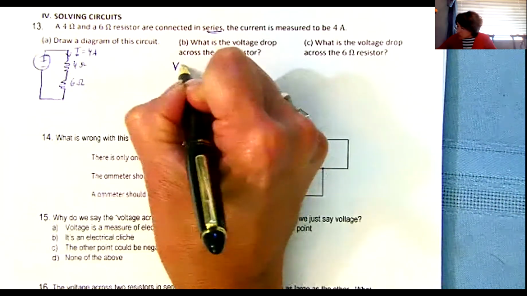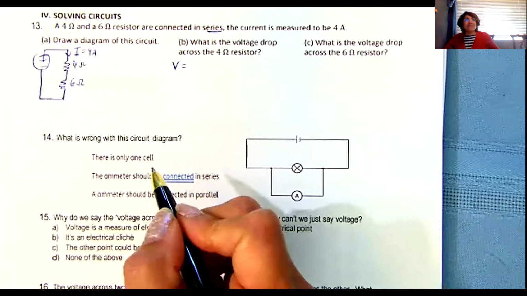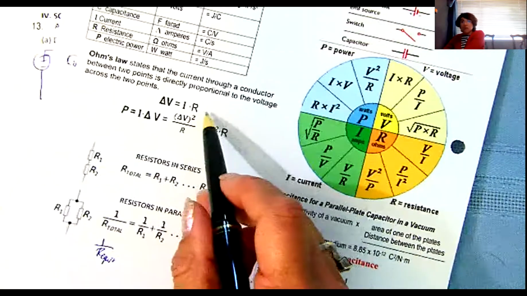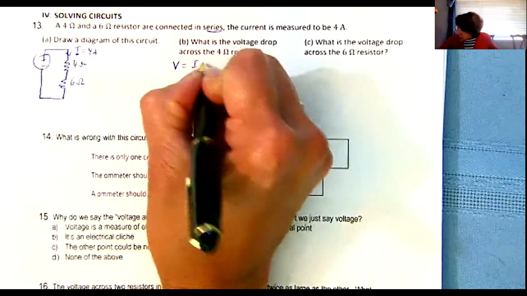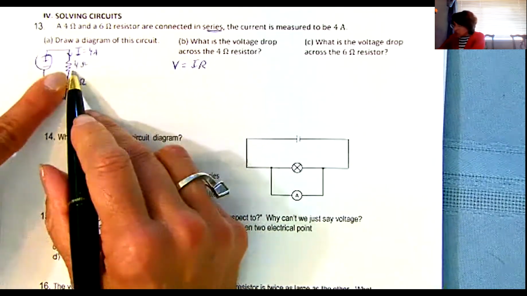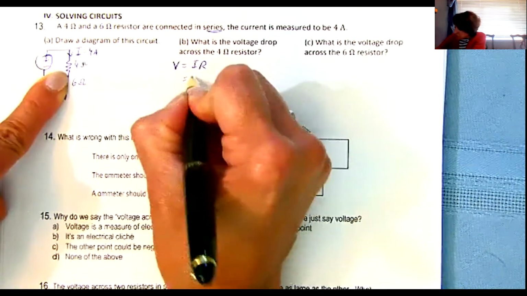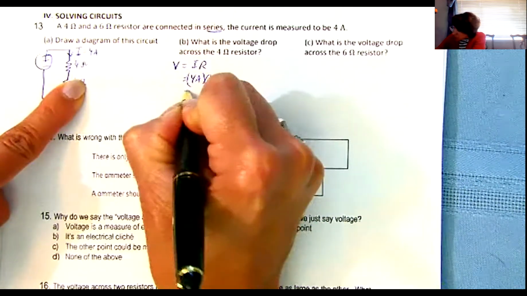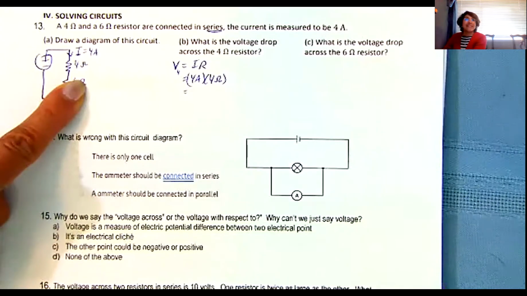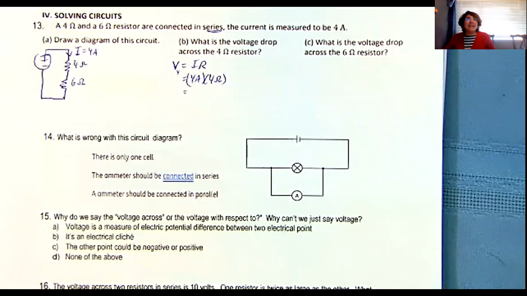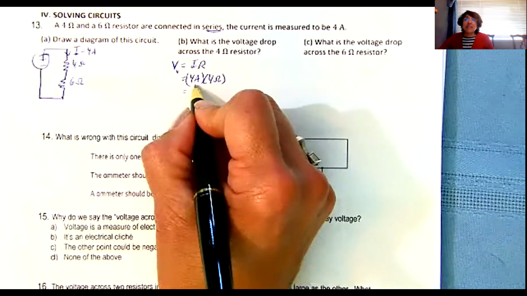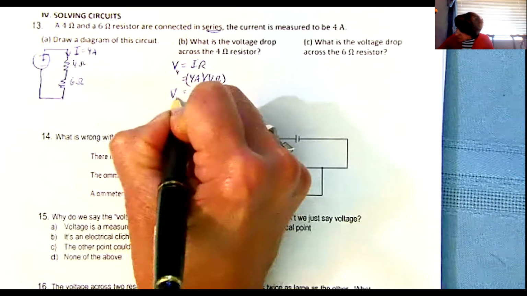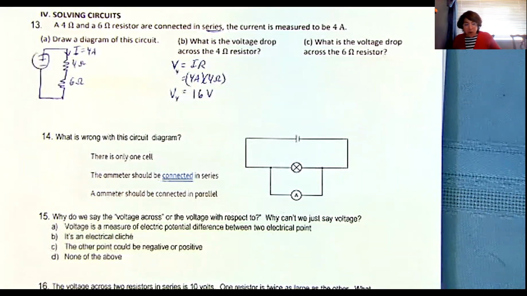What is the equation for V? Equation for V is? IR. Good, IR. And just through this resistor, I know the current is 4 amps. And I know the resistor is 4 ohms. So how much voltage is going through the 4 ohm resistor? 16 volts. Okay, good. The 4 ohm resistor has 16 volts.